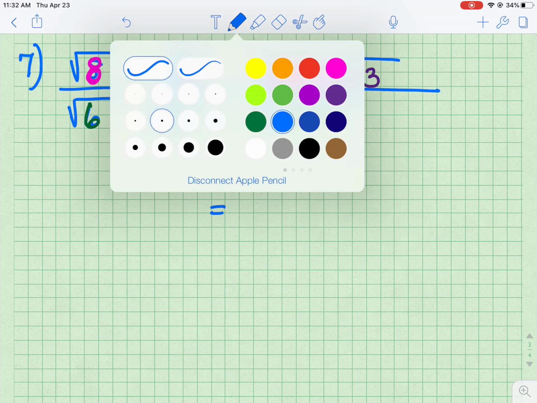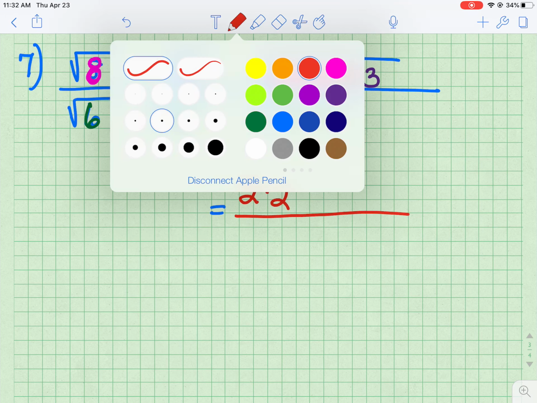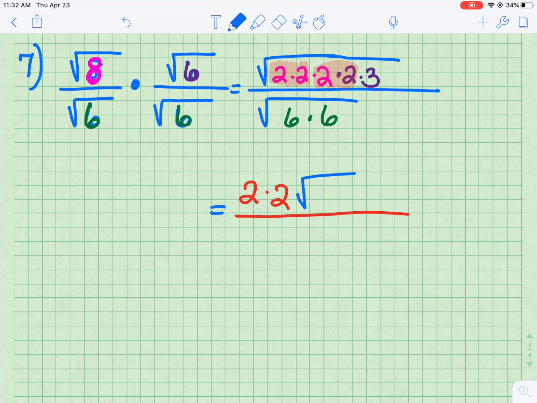So that's my first escapee in the numerator. And so maybe you want to draw the line so you remember we're still working in the numerator. I have a second set of 2's that can escape. So they get multiplied by the 2 that's on the outside. And then I have a left behind of a 3. So that's the square root of 3.